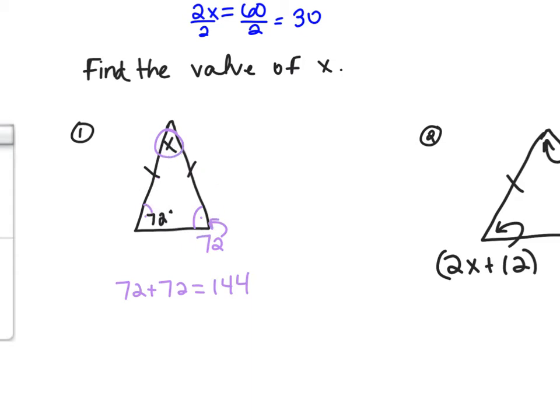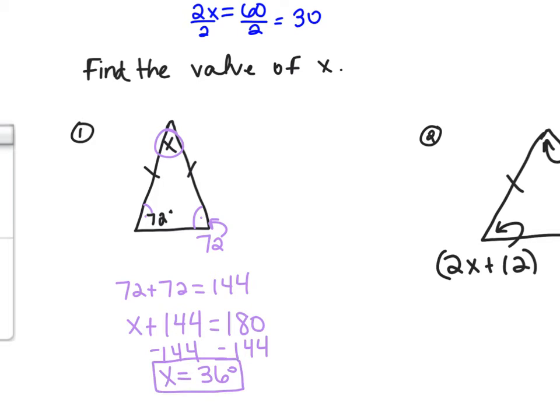So I can say x plus 144 is equal to 180. And the reason I did that, x plus these two added together. We just added these together, okay? So now we just have to solve for x. So I subtract 144 from each side, and that leaves me with x having a measurement of 36 degrees. Okay? So again, just take the information that you're given and put the other pieces together to solve.